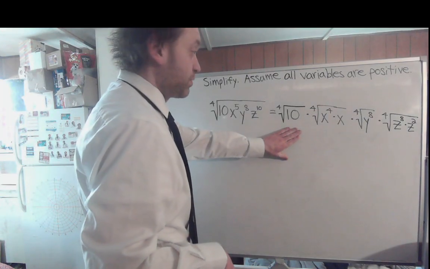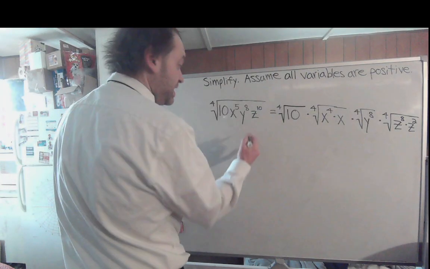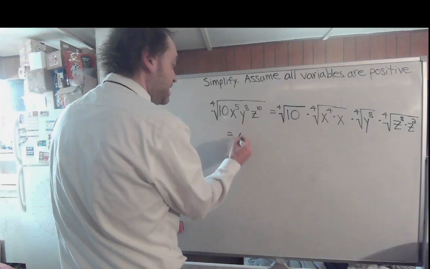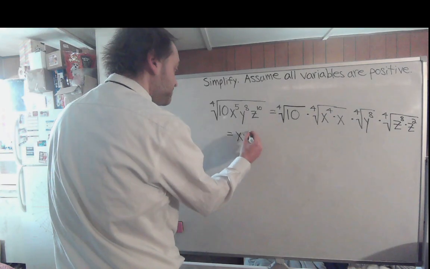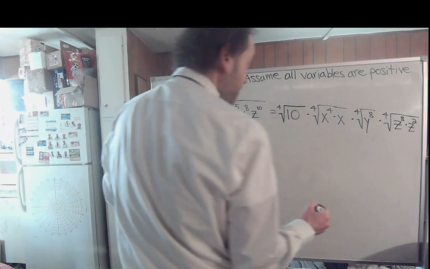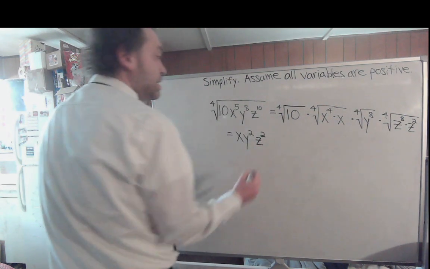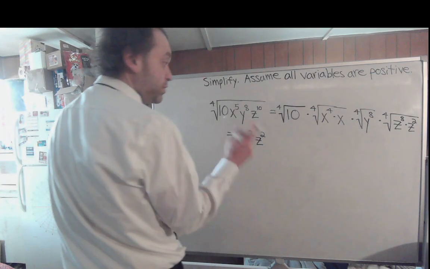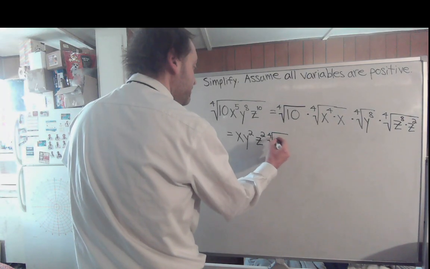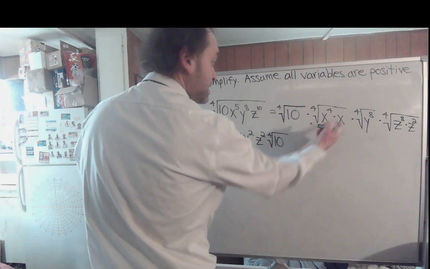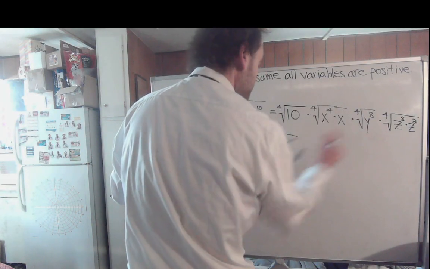We'll come back to the fourth root of 10. Fourth root of x to the fourth is what? That's just x. Fourth root of y to the 8th is y squared. Fourth root of z to the 8th is z squared. Now, fourth root of 10 we can't do anything with, so this will all be times the fourth root of 10x z squared.